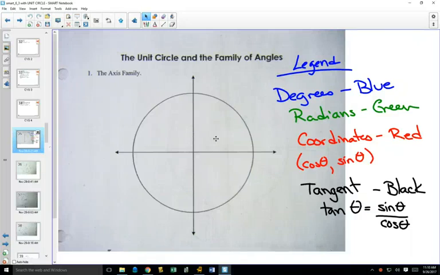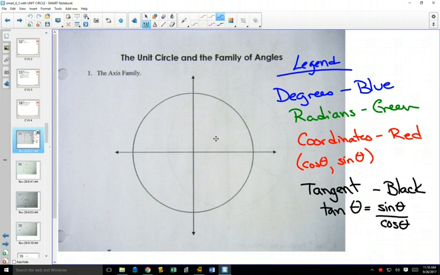So what we're going to do today is look at the unit circle, and we're going to look at putting a whole bunch of information on our unit circle. In particular, there's certain angles that you can do sine and cosine and tangent of without your calculator. And that's what we're going to try and develop today.